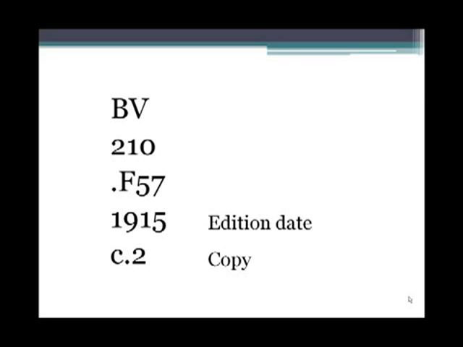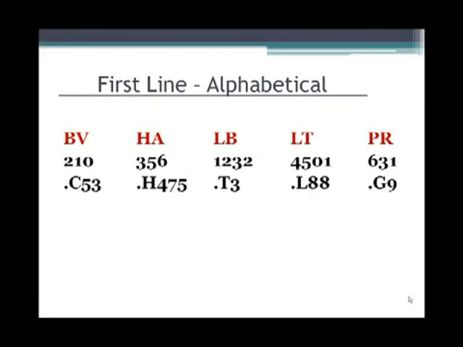The LC system always uses a line-by-line approach to place call numbers in order. So first, call numbers are put in order alphabetically by the first line. So B goes before H, and H goes before L. LB goes before LT, and so on. So H would go before HA for the same reason that AM goes before ambulance in the dictionary. Again, it's just simple alphabetical order.